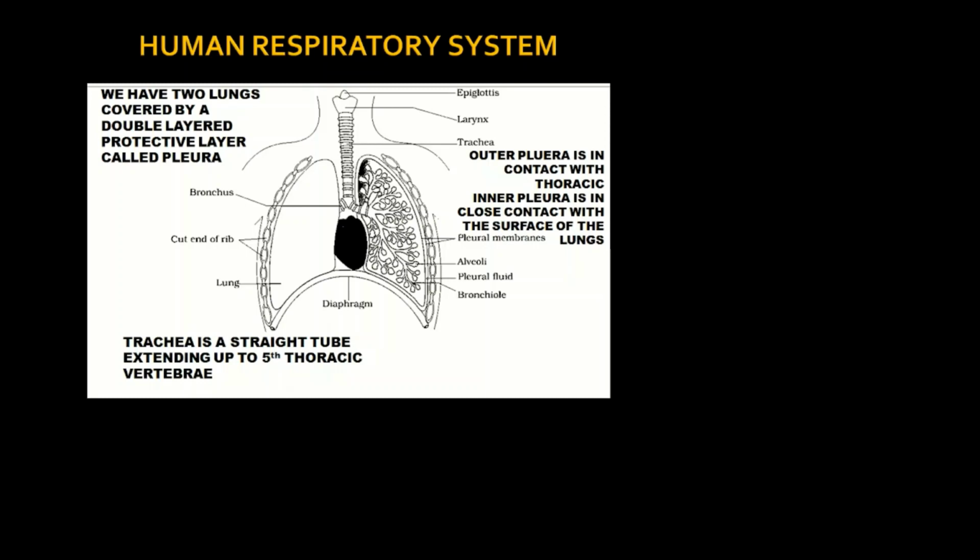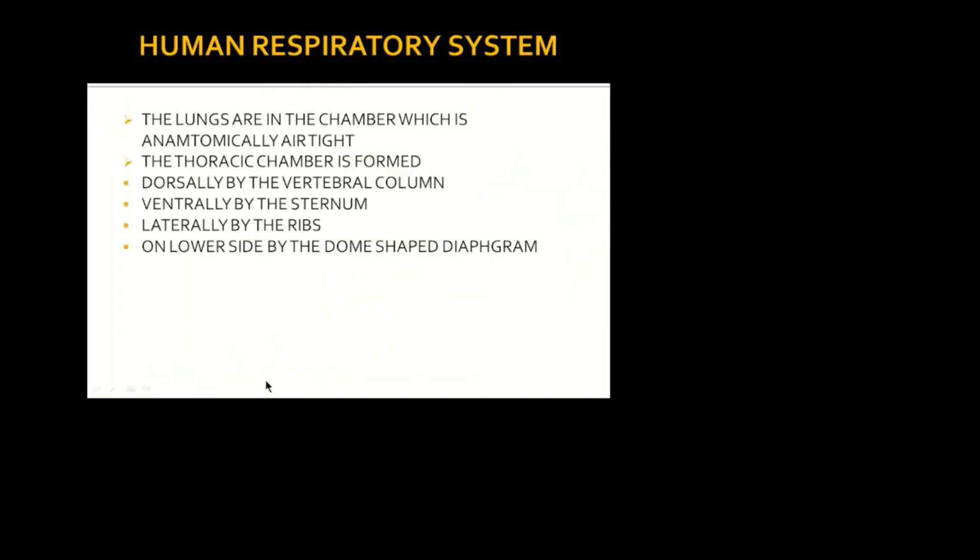The inner pleura is covered in close contact with the lungs, and the trachea, which is the windpipe, is a straight tube extending up to the fifth thoracic vertebra. Human respiratory system. The lungs are in a chamber. The lungs are airtight, as we know, obviously.